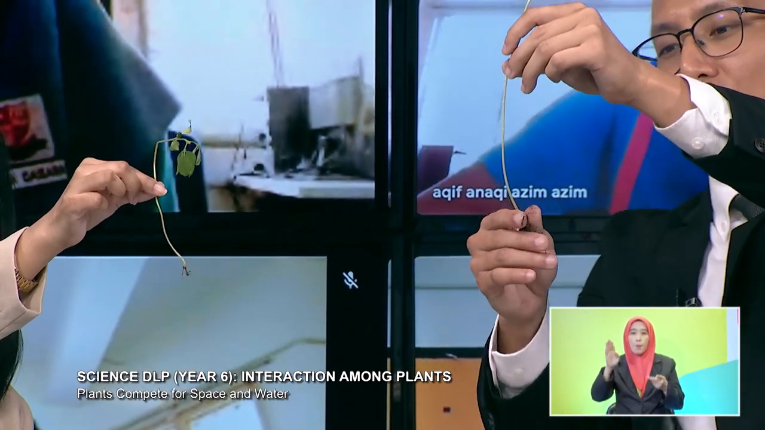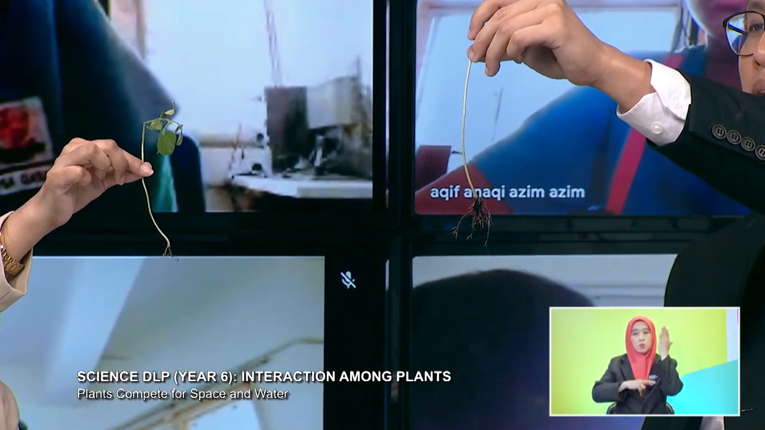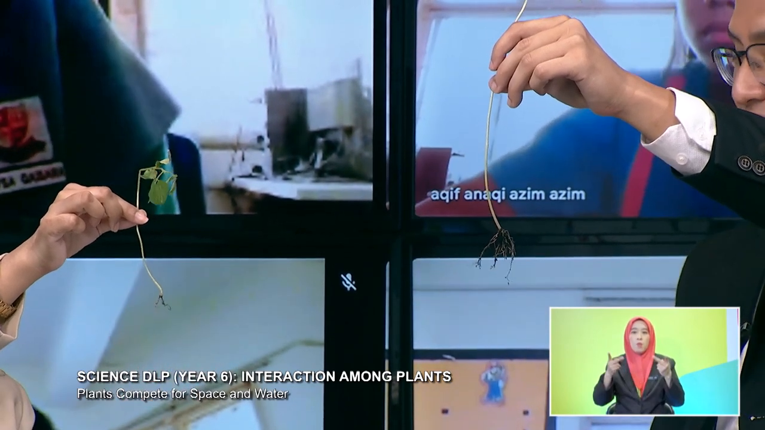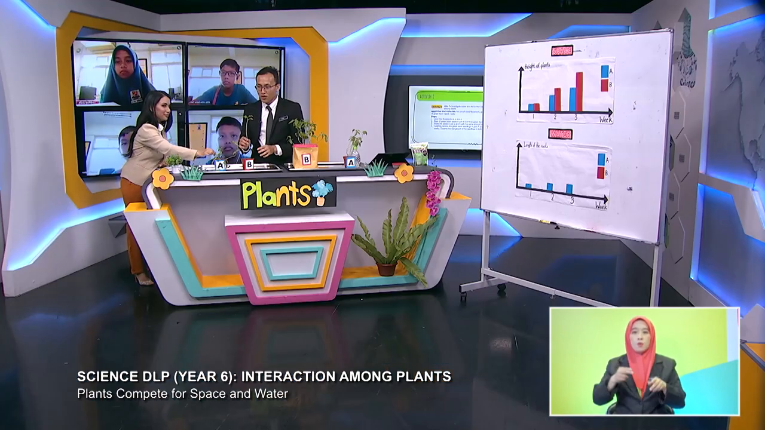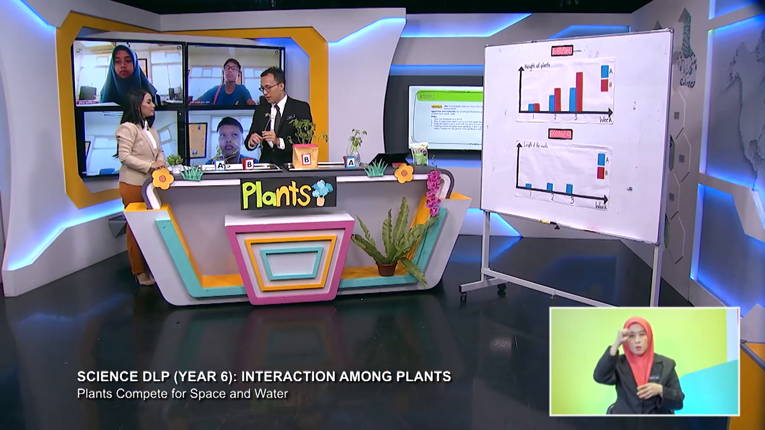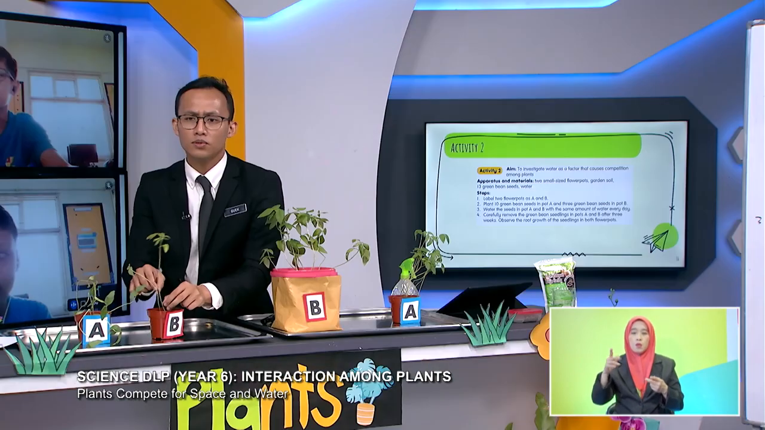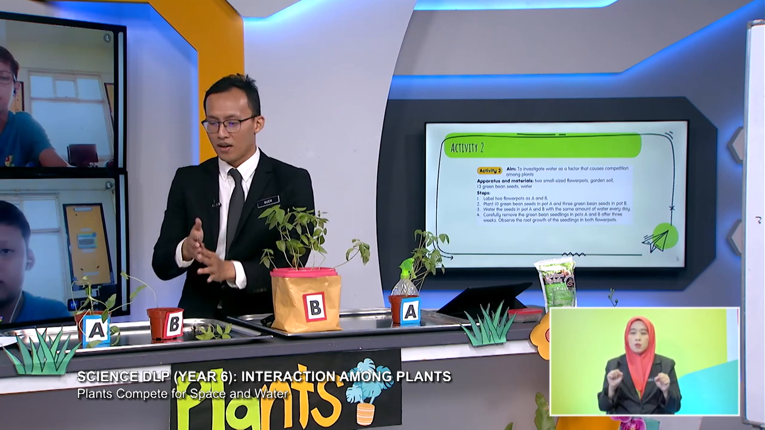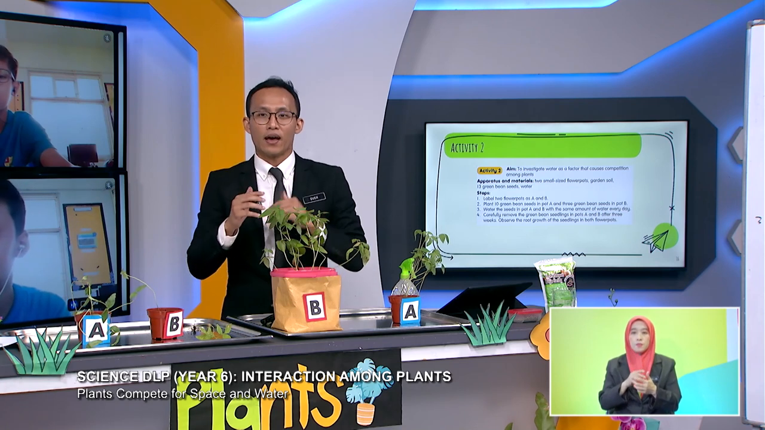So look at the roots. Shafika, can you tell which one has longer roots? Of course, pot A has longer roots. Yes, and that's the reason too. What's the reason, Mr. Q? Because they compete for water. The ones in pot B have to compete for water, and therefore they are not able to grow healthily, compared to the ones in pot A. They do not need to compete for water because water is abundant for them, so they will grow healthily.